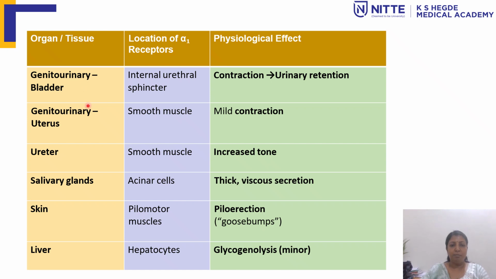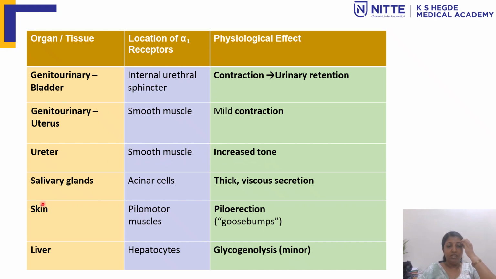Next is the bladder. The alpha 1 receptor is located in the internal urethral sphincter, which on contraction can produce urinary retention. In the uterus, the receptor is present on the smooth muscle, which can produce mild contraction, especially in the full term uterus. The smooth muscle of the ureter contains alpha 1 receptors, which can increase the tone.